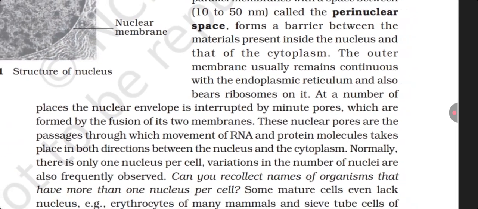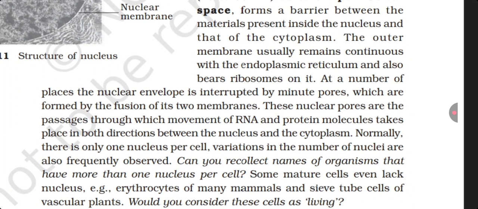At a number of places, the nuclear envelope is interrupted by minute pores which are formed by the fusion of its two membranes. These nuclear pores are the passages through which the movement of RNA and protein molecules takes place in both directions between the nucleus and the cytoplasm.